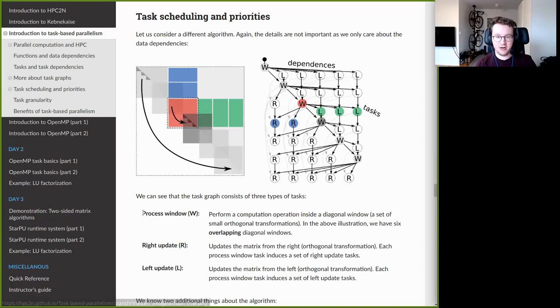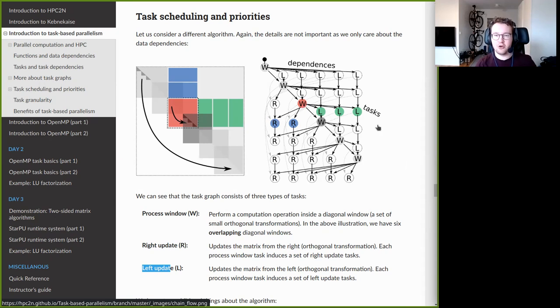There is an operation happening there, which is called process window, marked here in the task graph as W. From each diagonal window, we get a set of other tasks called right update tasks, marked in blue, and also a set of left update tasks, marked with the L. When we look at the task graph, we do computations on the diagonal, and then we get the sequence of left-hand side updates that rely on the information that came from the process window task. So there's a dependency from the process window task to the left update task, and similarly there is a dependency from the process window task to the right update task.